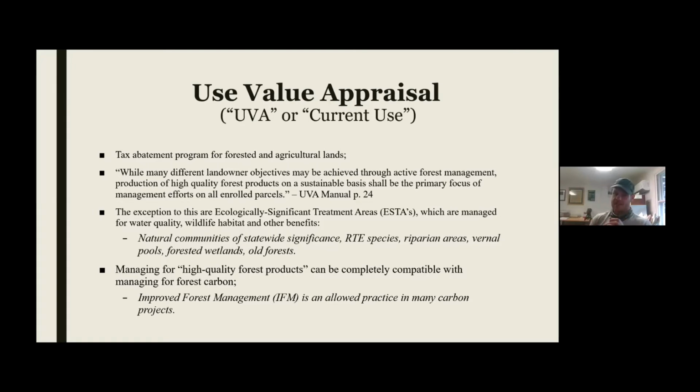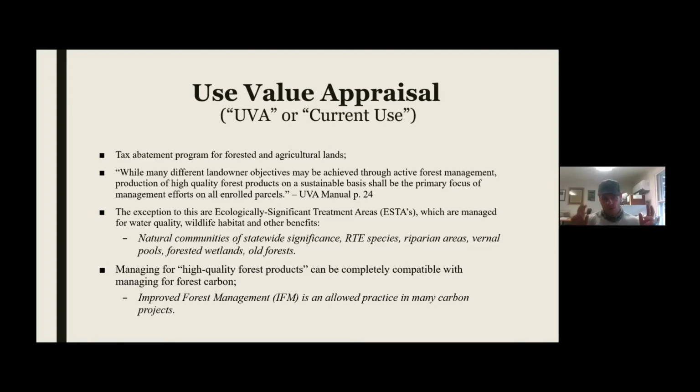Some of the ESTAs that are eligible in the current use program include natural communities of statewide significance, so rare natural communities, rare, threatened, and endangered species, riparian areas, so areas adjacent to surface waters that have some water quality benefit, vernal pools, forested wetlands, and old forests. The old forest thing is pretty weird, and we can talk about it later. Basically, that's not for an area where you can just put land in it and let it become old forest. It's in recognition of a forest that's already old. So we can talk about that later in the questions if you want.